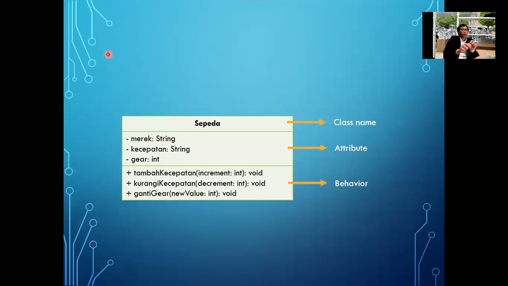So like this one, you want to create a bicycle. You have a bicycle object, and then you define the attributes and the methods of the object, and then you write down those attributes and methods into a class diagram like this one. So this is a bicycle class, consisting of 3 attributes and 3 methods. This is the class name, the attributes, and this is the behavior.